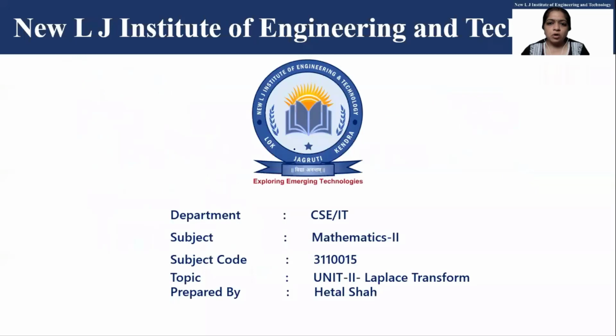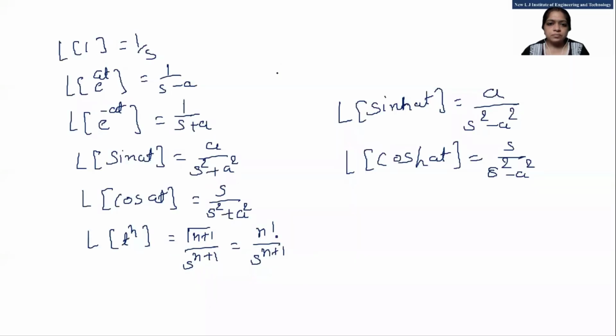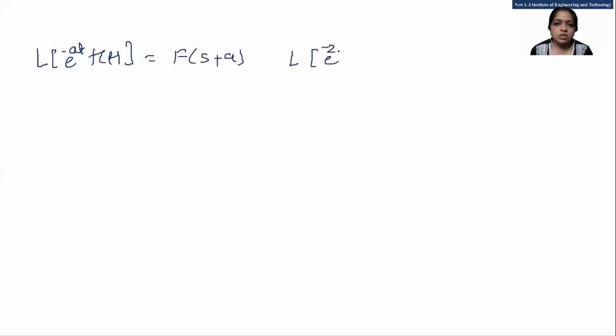Let's talk about some properties. If they ask the Laplace of e raised to at f of t, then we'll write f of s minus a. If there is minus at, then we'll put f of s plus a. What does it mean? If they give Laplace of e raised to minus 2t cos t, then what to do, students?